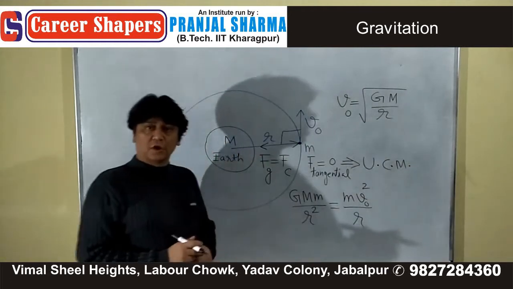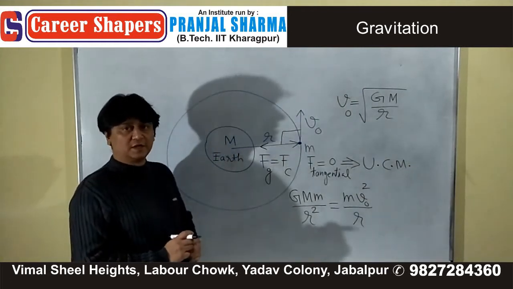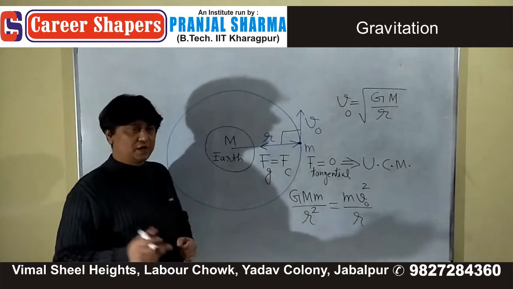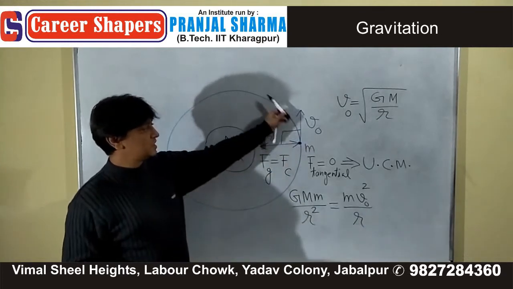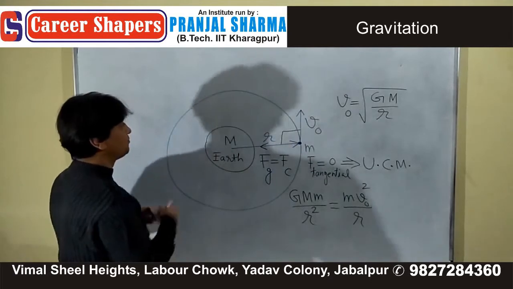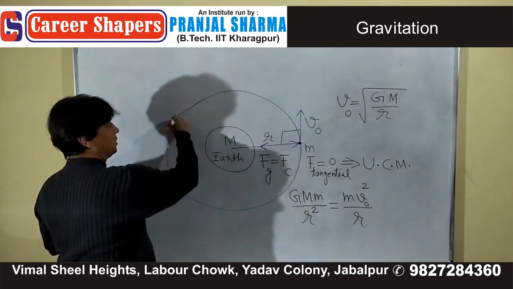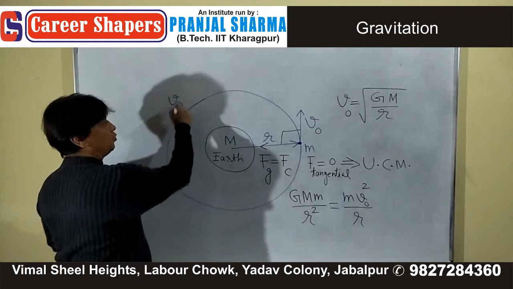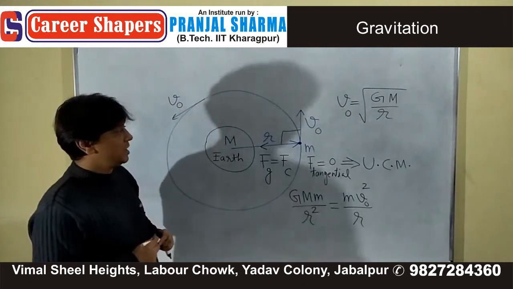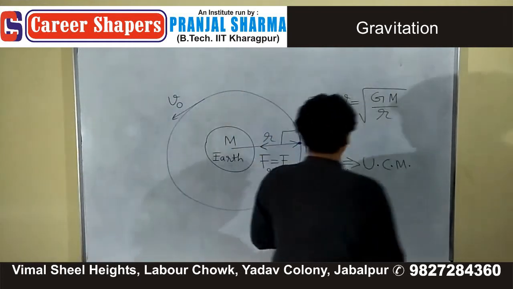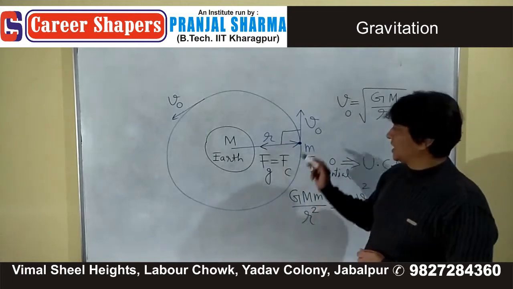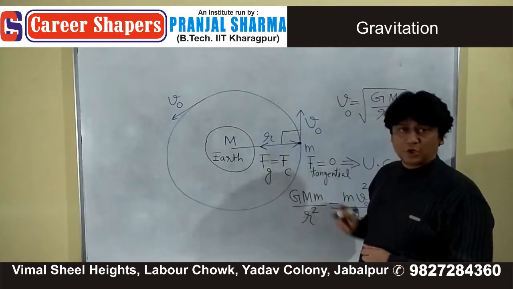In uniform circular motion, you know that speed doesn't change. Velocity does, because velocity means direction. But everywhere you go, the speed of the satellite will be only V_O. And therefore, the next thing is we need to find the time the satellite takes to complete one revolution.